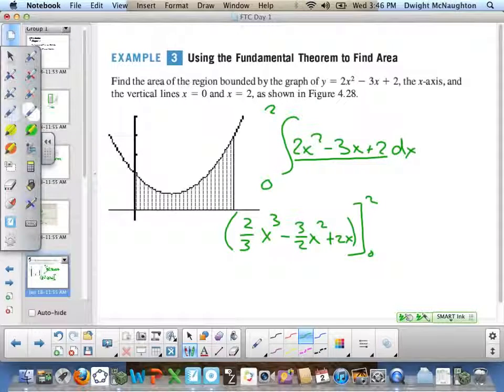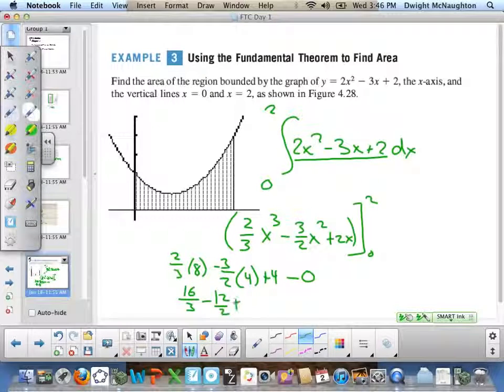And then we'll plug in 2. We get 2/3 of 8 minus 3/2 of 4 plus 4 minus, if we stick in 0, we get 0. So 2/3 of 8 is 16/3 minus 12/2 plus 4 is 16/3 minus 6 plus 4 is minus 2, which you can leave it like that, or minus 6 is 10/3.